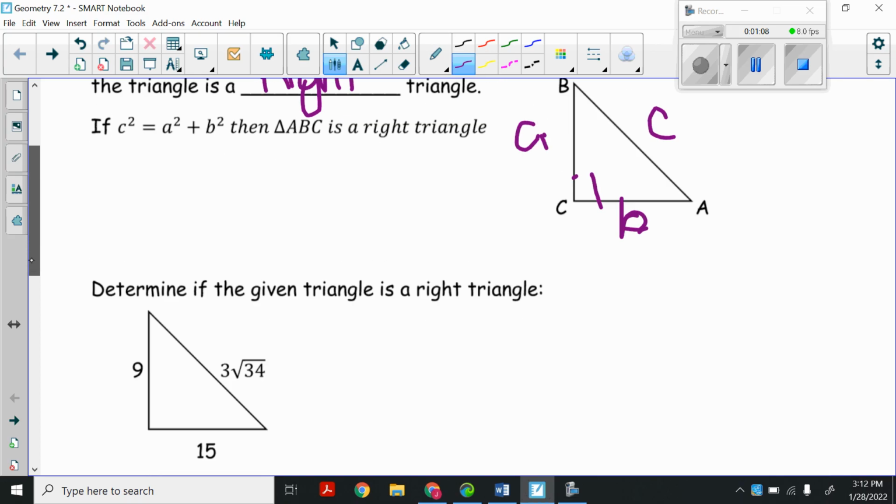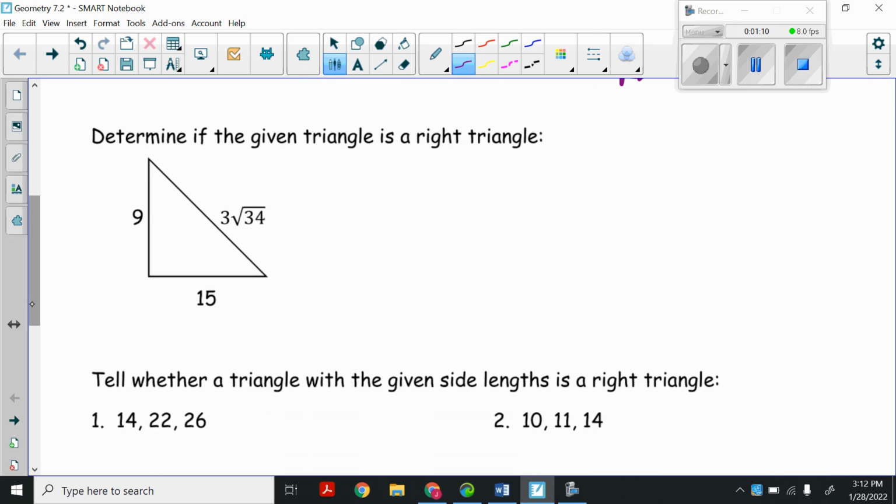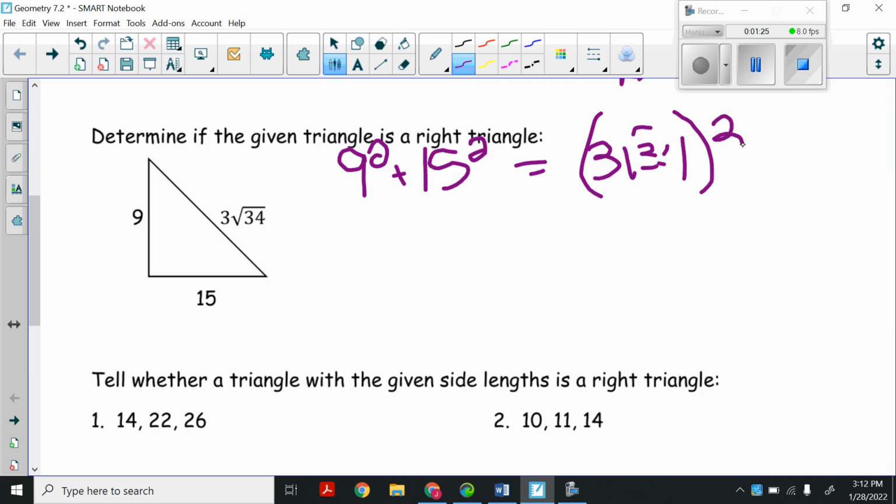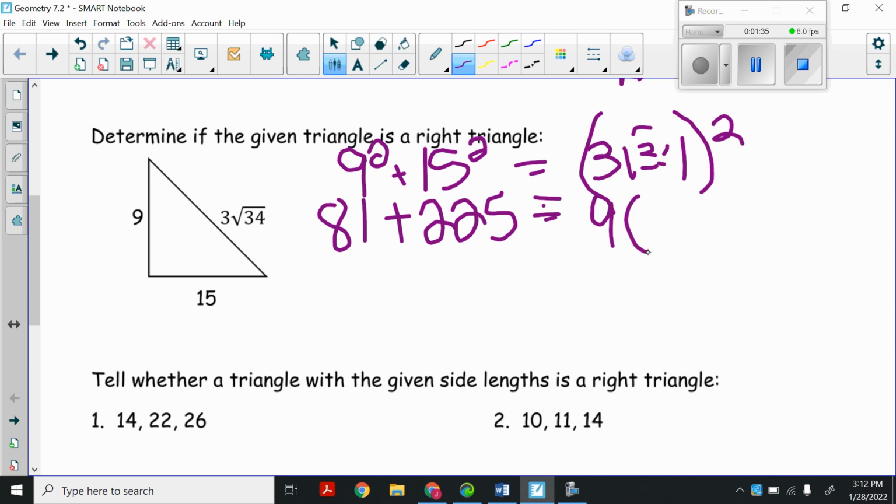So our first example, it says, determine if the given triangle is a right triangle. So I'm looking for, does 9 squared plus 15 squared, okay, is that equal to 3 square roots of 34, squared? That's what we're looking for. So 9 squared is 81. 15 squared is 225. Remember, over here, I square both of them. So 3 squared is 9. The square root of 34 squared is just 34.